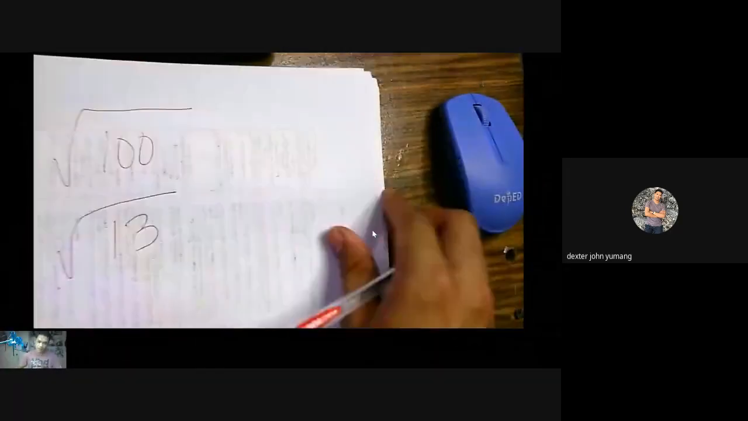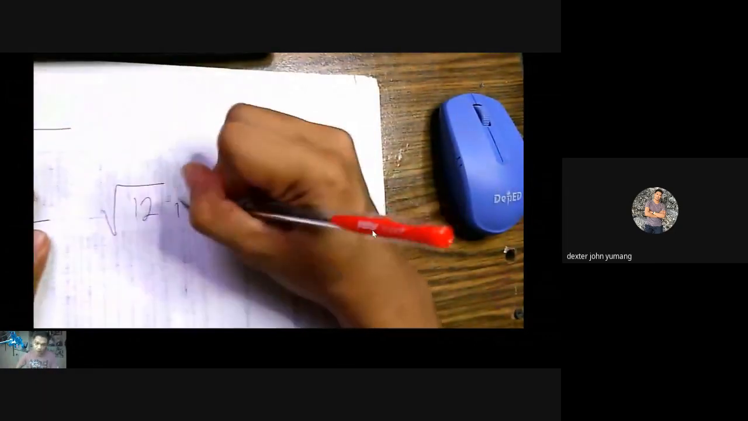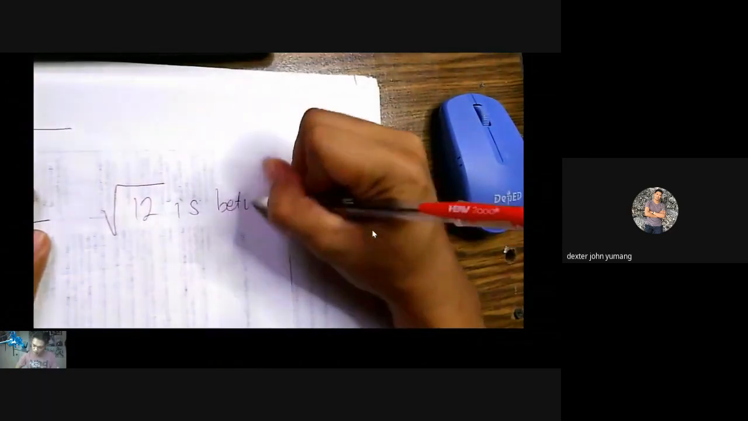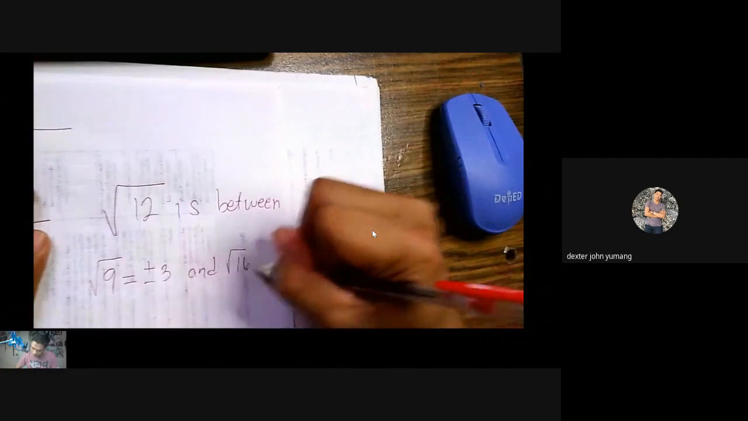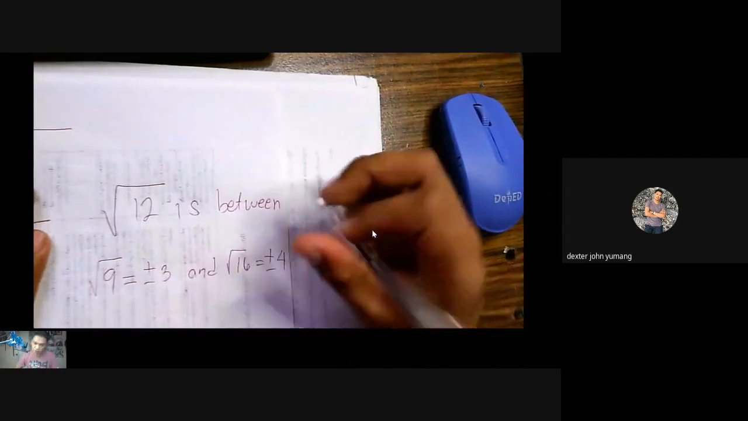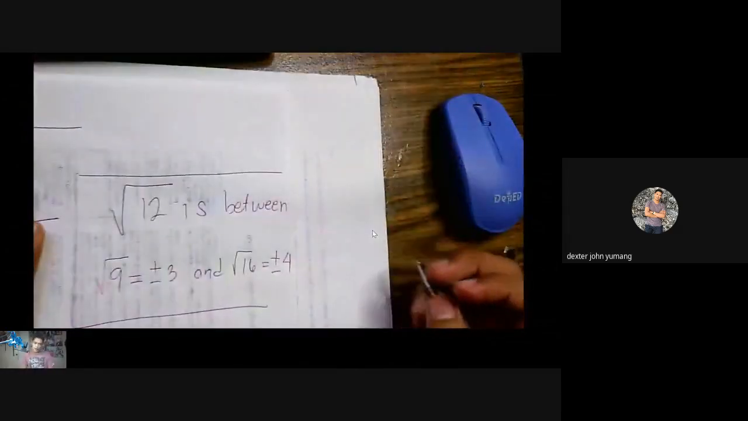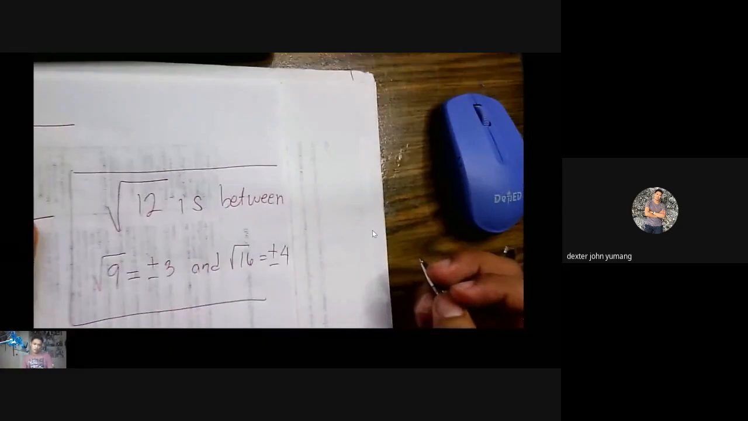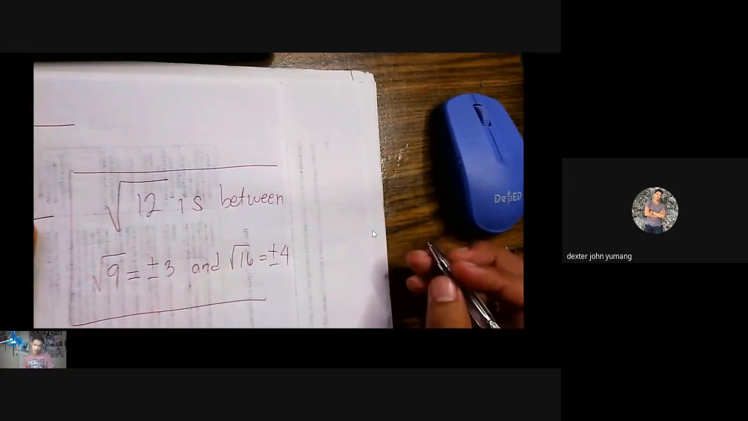So, the answer there is: square root of 12 is between square root of 9, which is equal to plus minus 3, and square root of 16, which is equal to plus minus 4. So, yan po yung correct na answer. So, between 3 and 4 siya.